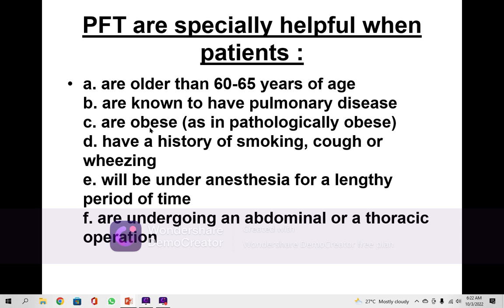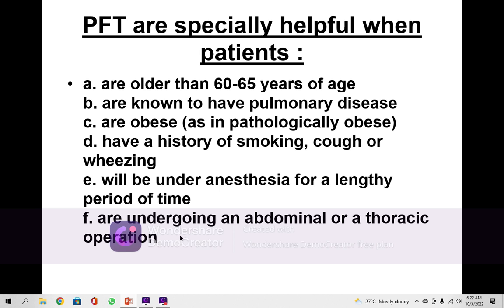If they are obese, yes, hyperventilation syndrome is another problem which is not uncommon in this part of the world, but is common in the Western affluent societies. History of smoking, etc., these are the indications. And anesthesia given for a lengthy period of time will depress the respiratory center and reduce the respiratory functions.